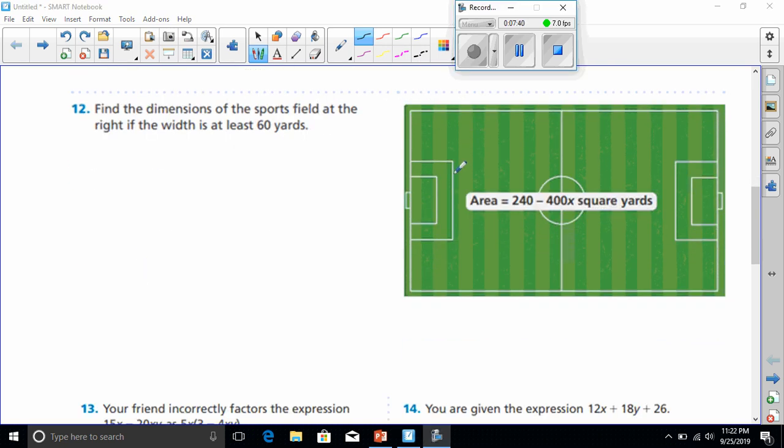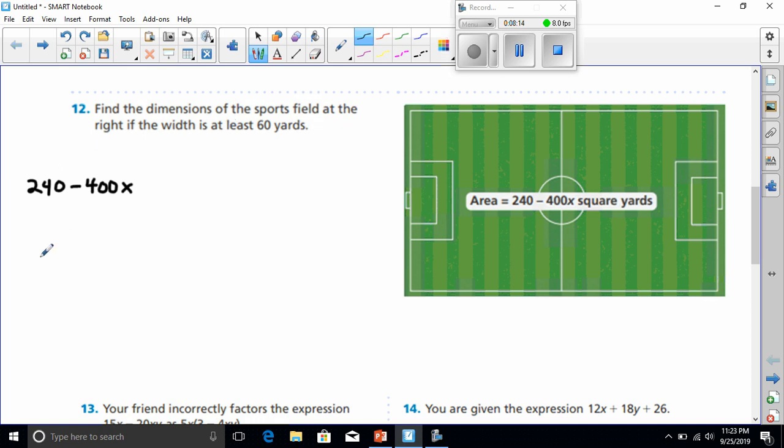Well, for this, we have to go ahead and set up an equation. First, we know the area is 240 minus 400x. Find the dimensions of the sport field at the right if the width is at least 60. Well, we're going to have to find the greatest common factor of this to see if we can find something that is at least 60.